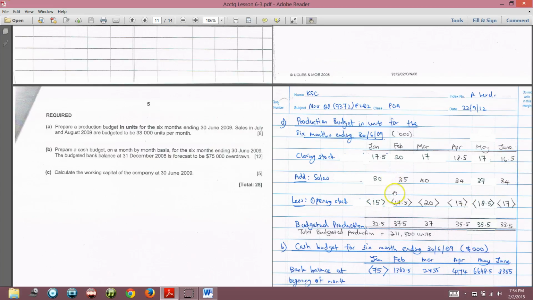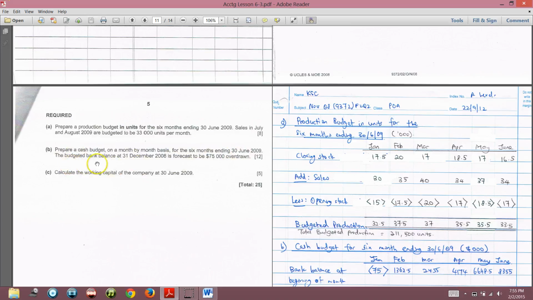So less the opening stock. Opening stock 15 will be December's closing stock. Then this 17.5, January closing stock, will be February opening stock. So this is 20, this is 17, this is 18, and this is 17. So this one plus this one minus this one, you get the budgeted production for every month. If you total up all these, the total budgeted production for all the 6 months will be 211,500 units.